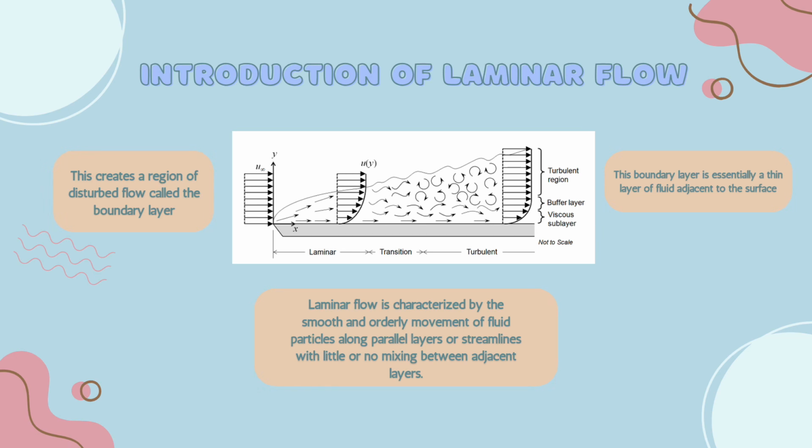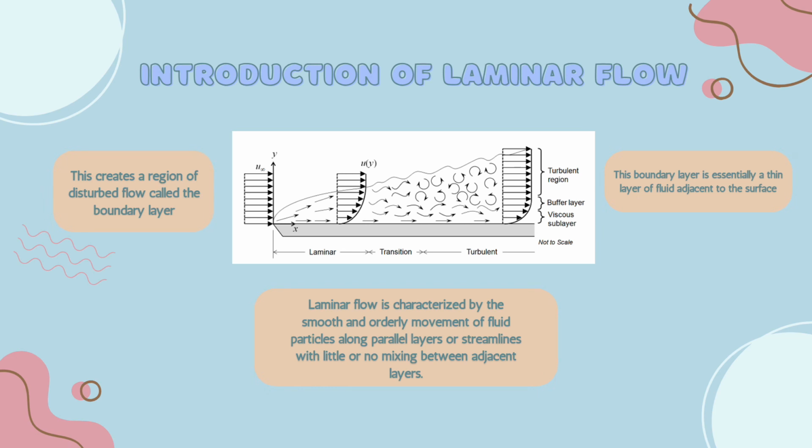When fluid flows over a flat plate, the fluid adjacent to the surface is affected by the interaction between the fluid particles and the surface. This creates a region of disturbed flow called the boundary layer, where the effect of viscous forces is felt. This boundary layer is essentially a thin layer of fluid adjacent to the surface, characterized by a rapid change in fluid properties as it moves away from the surface.